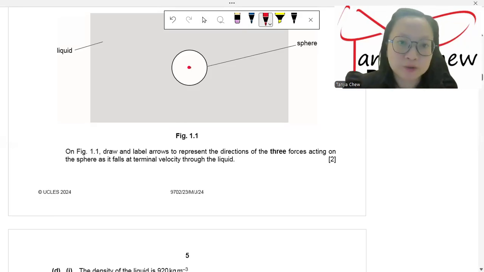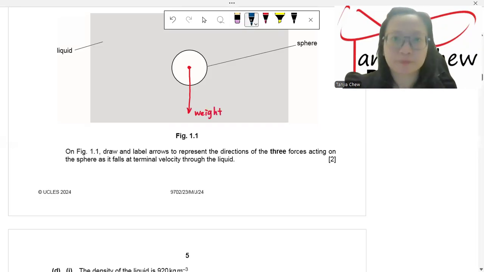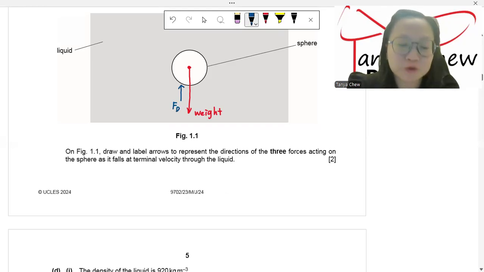Remember that. So from the center of the sphere all the way down, draw this, label this as weight. And what about the other two forces? Now, remember the question told us about viscosity. So this sphere experiences a drag force. So the drag force, viscosity, acting on a moving object. Resistance by the liquid is called viscosity.